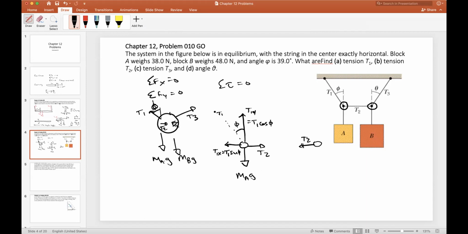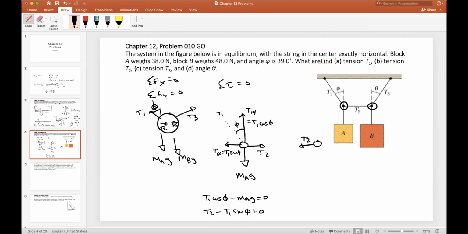And now if I set the sum of the forces in X and Y to 0, I get T1 cos phi minus MAG has to be 0. That's the sum of the forces in Y. And I get T2 minus T1 sine phi is equal to 0. I was given this phi. And if I plug that stuff in, I can solve this for T1, plug that in here, and I can get T1 and T2. So far, so good. We're supposed to find T1 and T2. We can find the first two there.